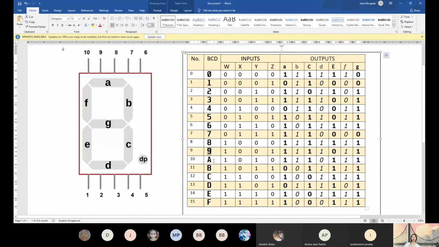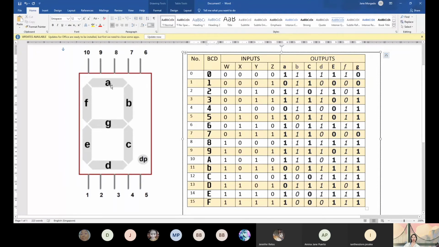And then for A, if the combination is 10, we need E, F, A, B, C, G. It's like a big letter A. And then for B, this would be small b: F, E, D, C, G. It has to be small b to differentiate it from 8. F, E, D, C, G.